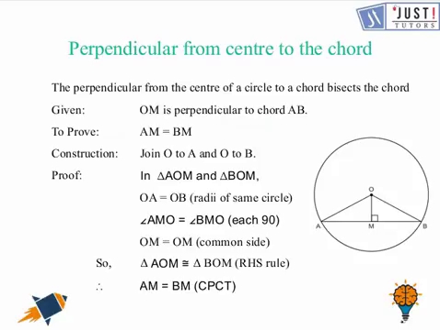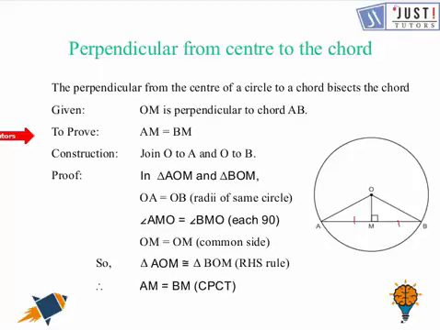Well done. Now let's proceed with perpendicular from center to the chord. Our first property is the perpendicular from the center of a circle to a chord bisects the chord. That means we are given that OM is perpendicular to chord AB. So we can say that angle OMB is equal to 90 degrees, and we have to prove that AM, that is this part, equals BM.